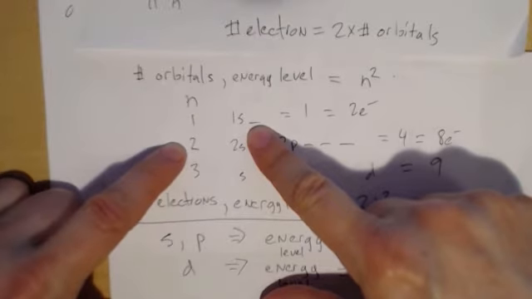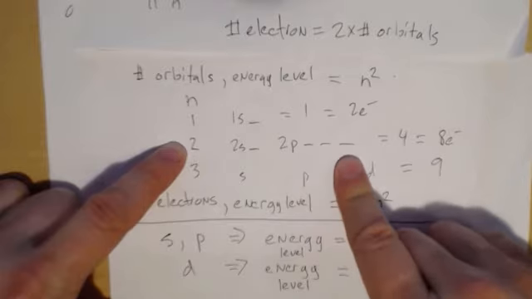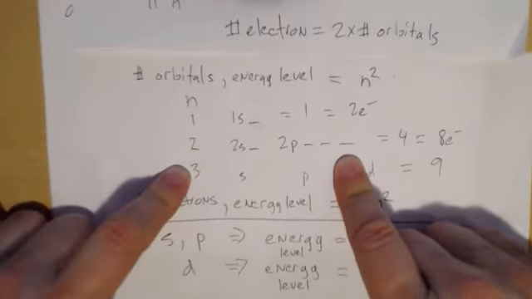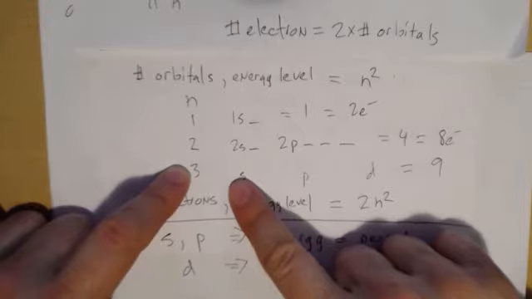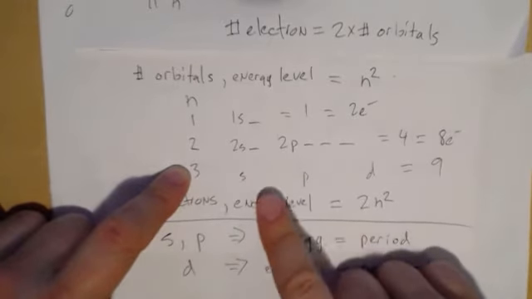When n equals 2, 2 squared is 4. There's an S, and then there's 3 p's for a total of 4 orbitals. When n equals 3, we would expect 3 squared, which is 9, which stands for an S and 3 P's and 5 D's, right? 1 plus 3 plus 5 equals 9.